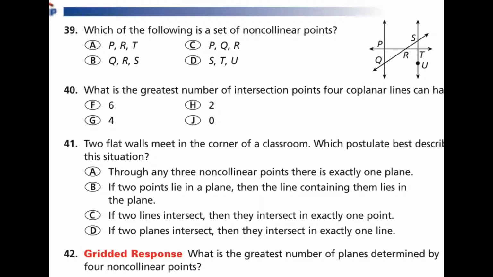For 39, the best answer here was C. If we look at P, Q, and R, they are not on the same line, and that's what we want here. Number 40, the best answer is F.